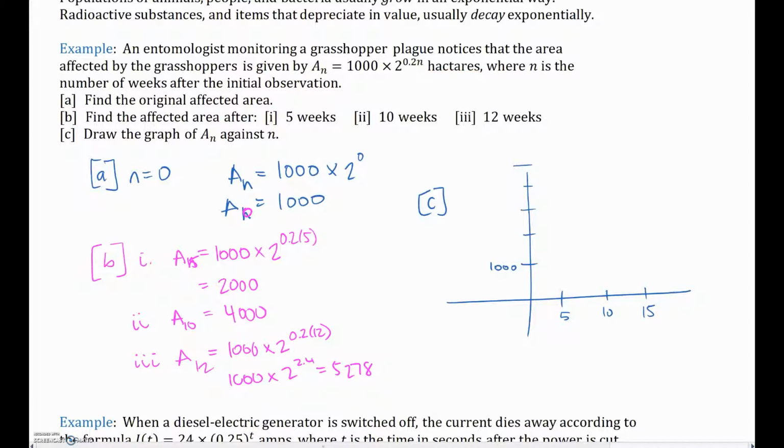I can just use these points, correct? The first one was 1,000. Then we figured out that 5 was 2,000. And then we figured out that 10 was 4,000. And then we figured out that 12 was up here past 5,000. So I can start to get a good idea of what this graph would look like as a growth graph.